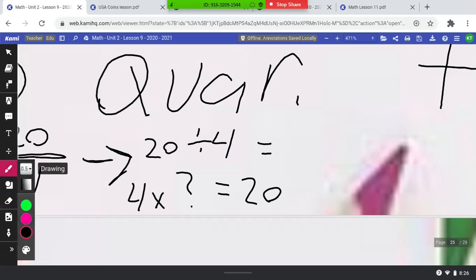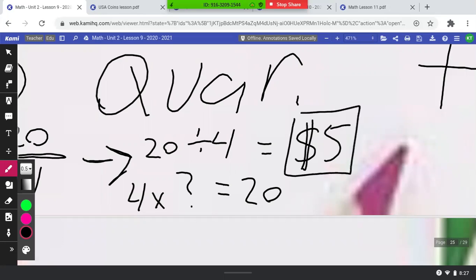Scholars, if you were not able to solve this part quickly, I highly recommend that you go and work on your timetables. Do some flashcards. There is no shame in getting some practice in with our timetables. So she has $5 in quarters.